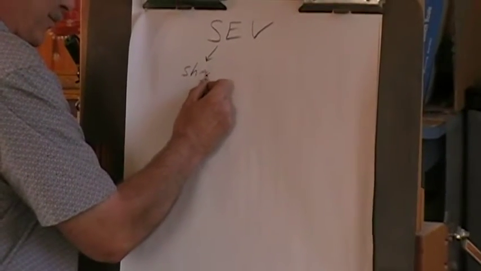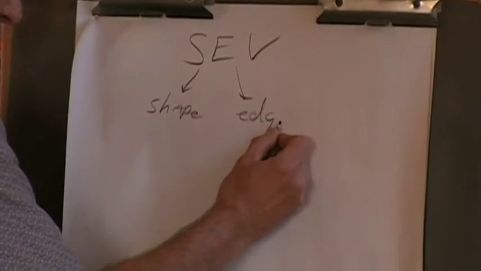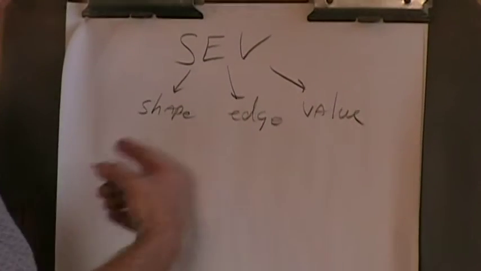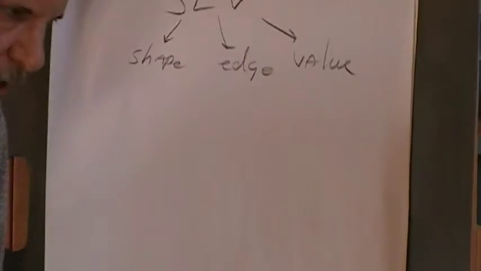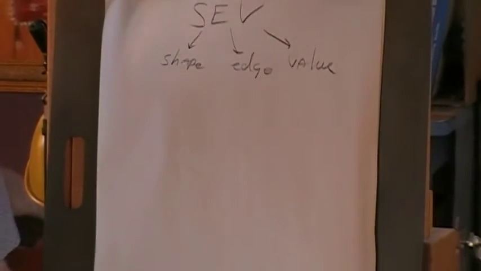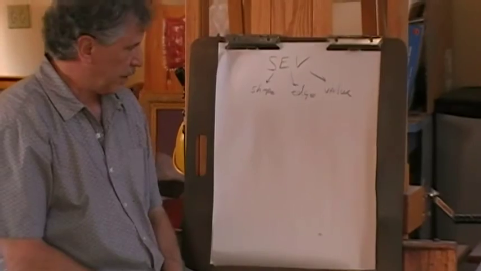Shape, edge, and value. I'm going to do a demo where I'll show you how I use all three of these to get objects to appear so that the foreshortening is convincing and the object or a hand or arm appears to be coming out of the paper.